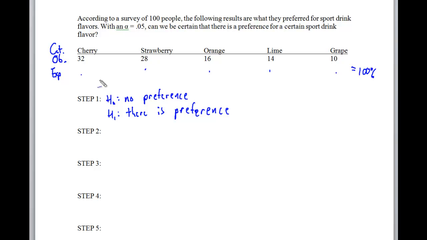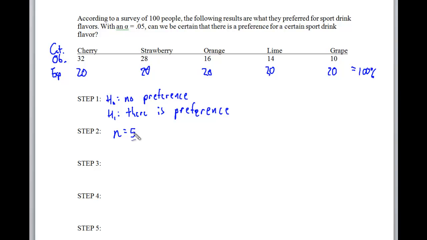Now, since we have 100% of the data, that would be 20 people choosing cherry, 20 people choosing strawberry, 20 people choosing orange, lime, and grape. Now, you can see that there are differences between the two, but are the differences enough to say that there is a preference? So in step 2, what we have to do is we have to set up our critical value. Before we get to the actual calculation of the test in step 3, we're going to look at our categories. So our n is going to be equal to 5 in this case, not 100.